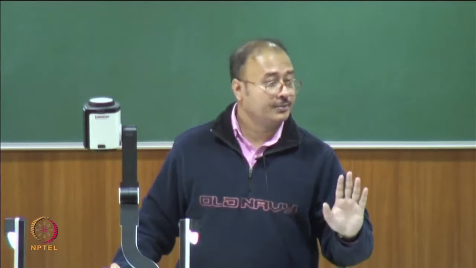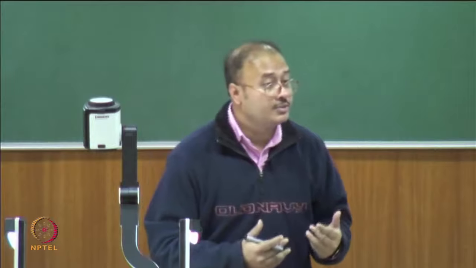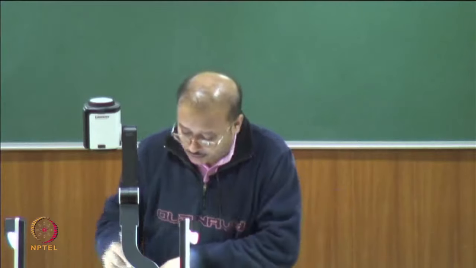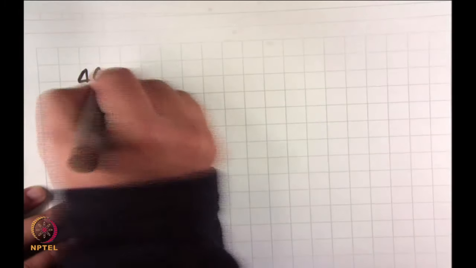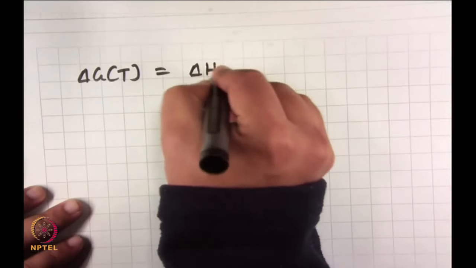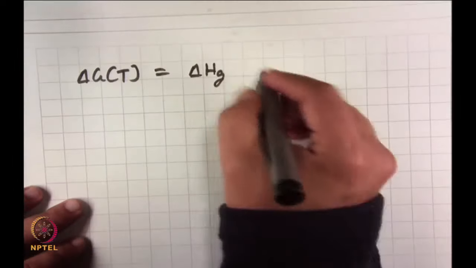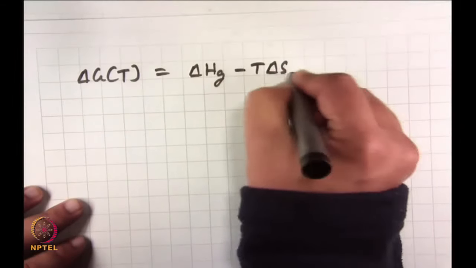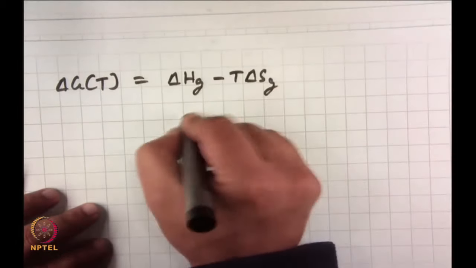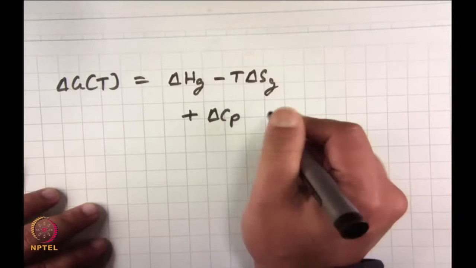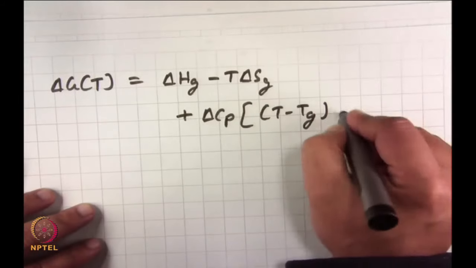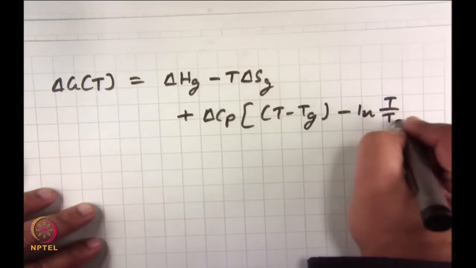You are following up to this point, right. Now, you can simplify it. How can I simplify it? That means, you take this and just rewrite it, so that it becomes a little more clear. So, I can have delta G of T is equal to delta H Tg, which I will replace by G, then I will write minus T delta S G. Then I can write plus delta Cp, I will combine the other two, I can write T minus T g, then minus natural log T by T g.